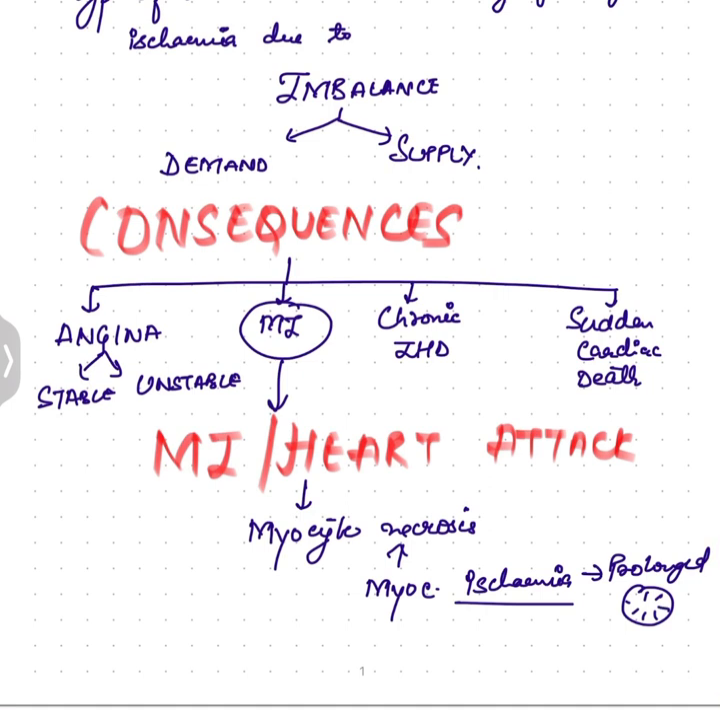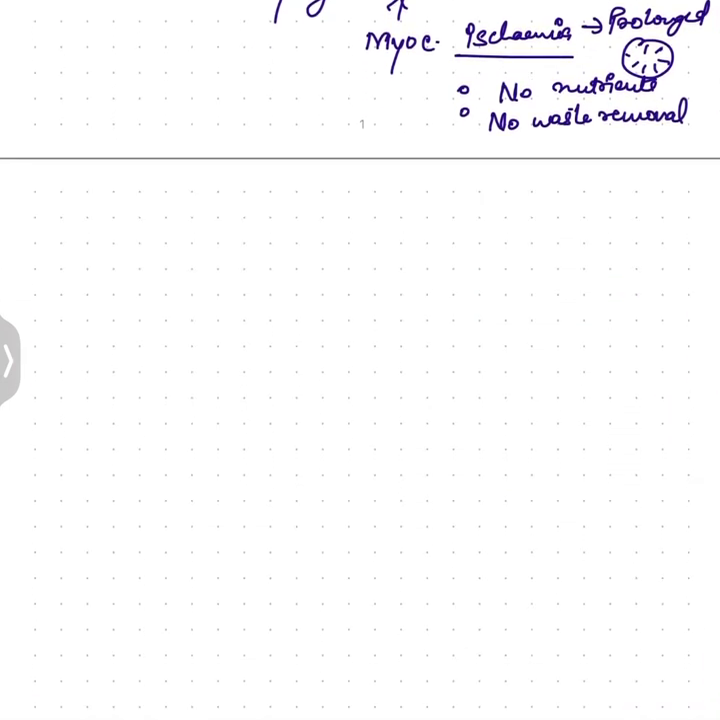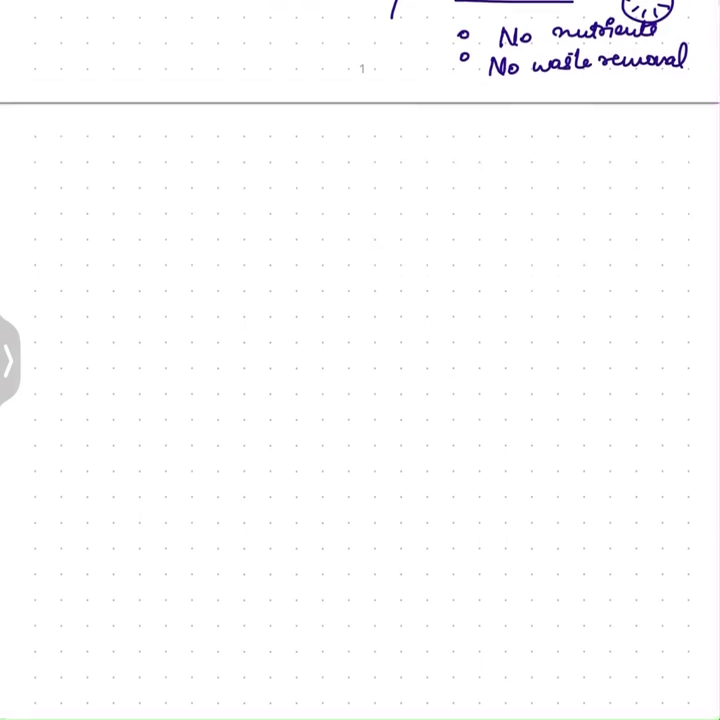when it gets prolonged, so no nutrients are supplied, and the other thing is no waste is removed. So these two things lead to myocardial ischemia and henceforth myocyte necrosis. Now let's dive into the etiology.